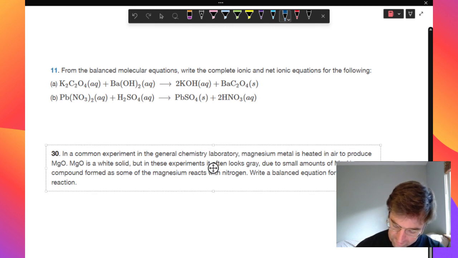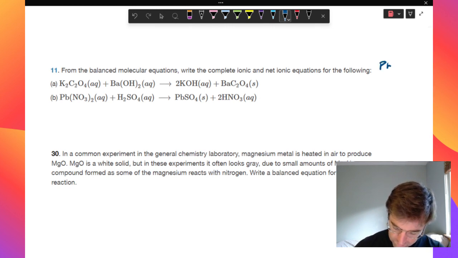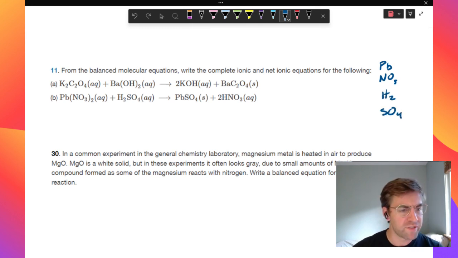We have lead, nitrate, hydrogen. Is that hydrogen sulfate? Sure looks like it. Those are all aqueous. Hydrogen's going to have a positive charge on it. Oh, I see. How do we want to do this?